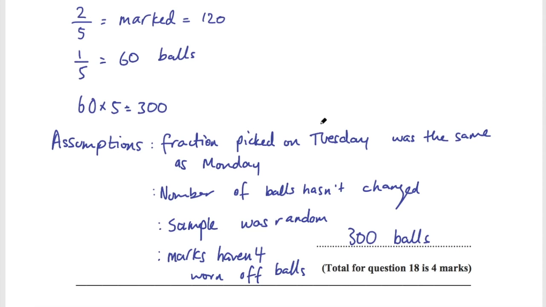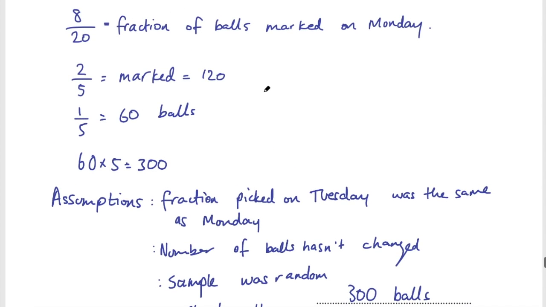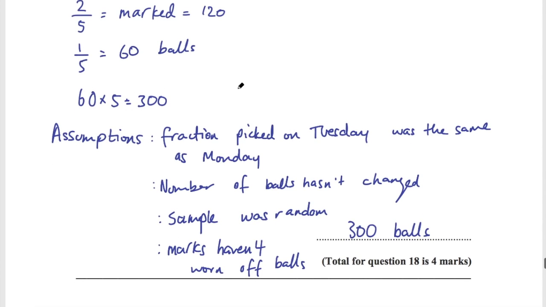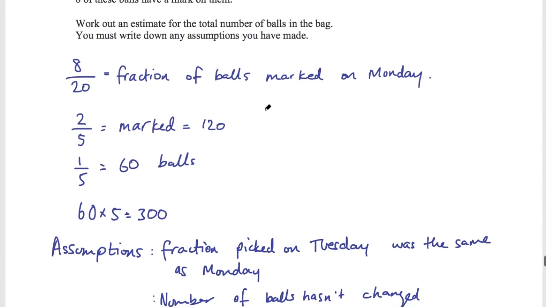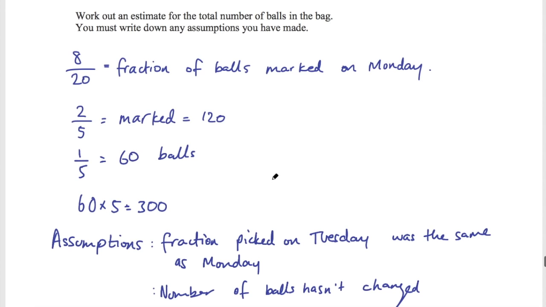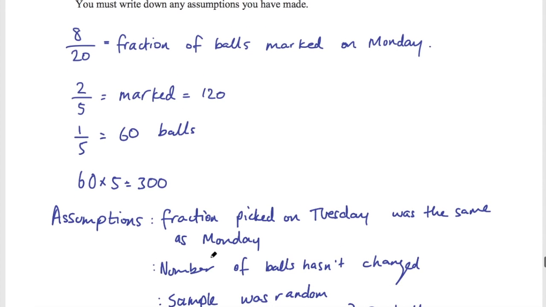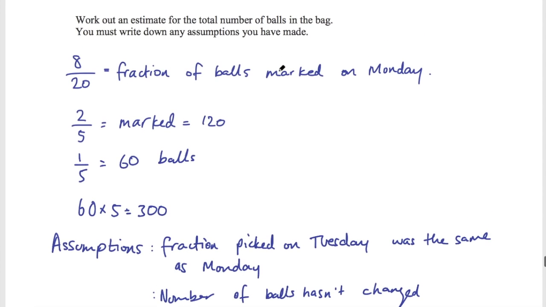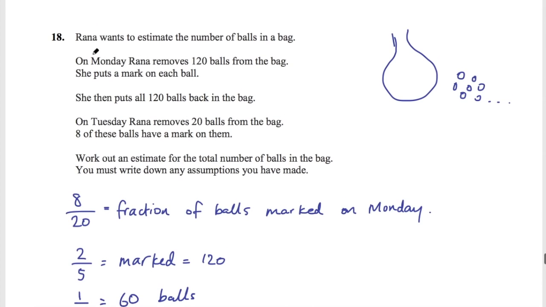I would suggest maybe 2 assumptions is enough, considering it's 4 marks and you've already done this working out here. So maybe write down 2 assumptions. Probably, I would say the most important one to note is that the number of balls hasn't changed and the sample was random. In other words, this fraction represents the fraction picked out on Monday as well.